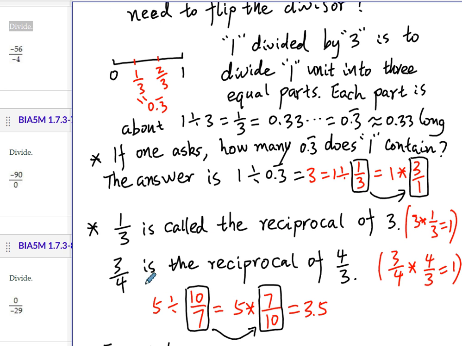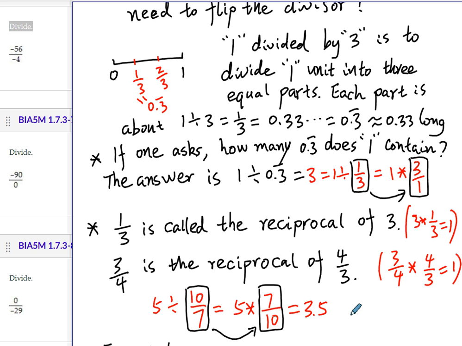Similarly, if you have 3/4, what is the reciprocal? You flip numerator and denominator. So 4/3 is the reciprocal of 3/4. And 3/4 is the reciprocal of 4/3, because one number times the other, you got 1.